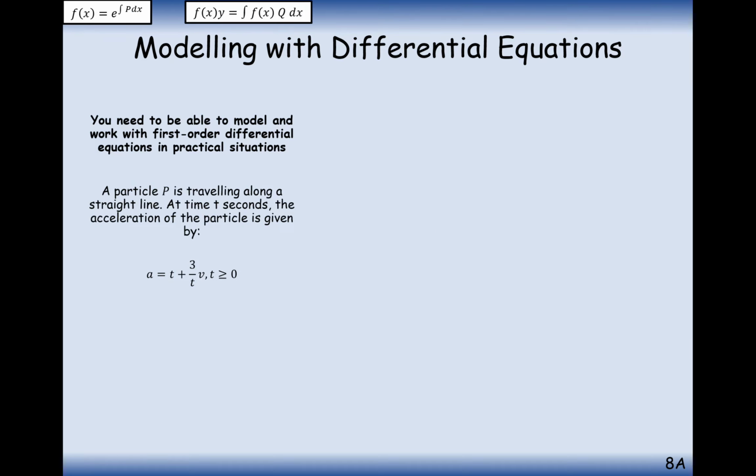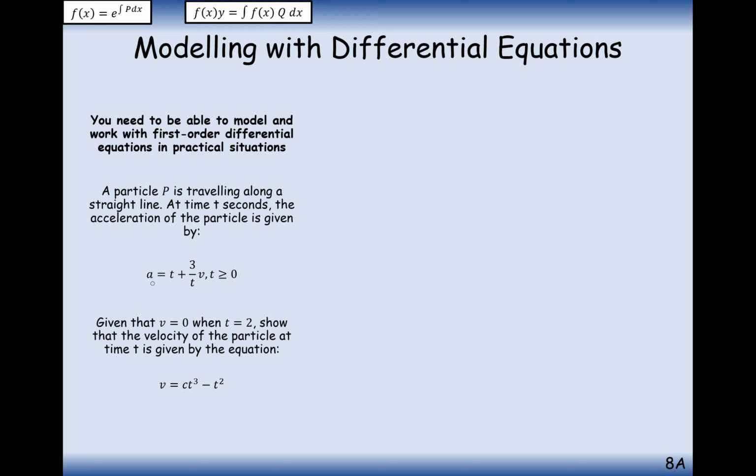Okay, so let's move on to the next question. A particle P is travelling along a straight line. At time t seconds, the acceleration of the particle is given by this expression here: a equals t plus 3 over t, v, where t is greater than or equal to 0. Given that v equals 0 when t equals 2, show that the velocity of the particle at time t seconds is given by the equation v equals (1/2)t cubed minus t squared.